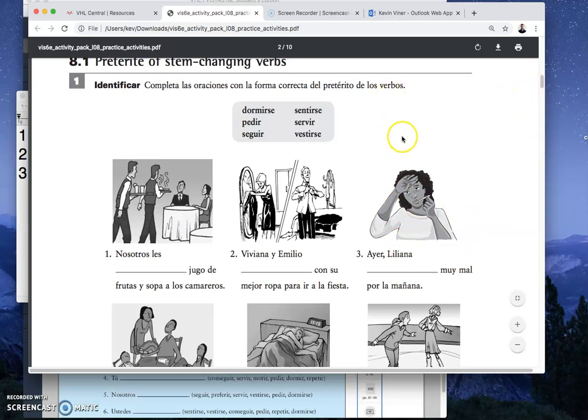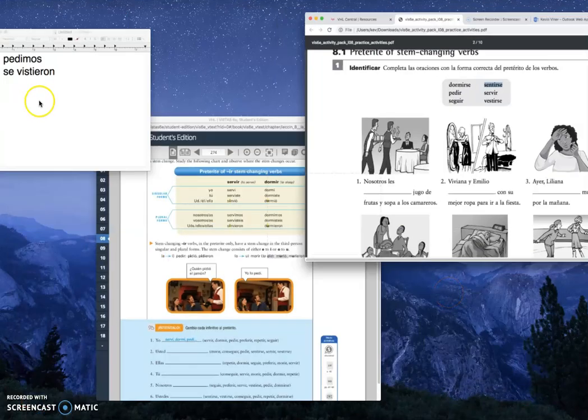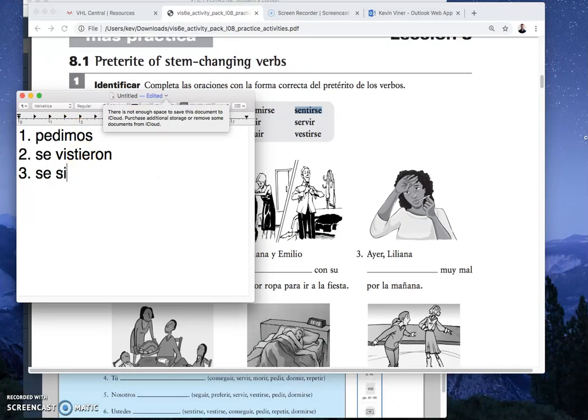Too soon. Liliana, so the verb for to feel is sentirse. Sentirse. And we're talking about her, so it's third person singular. So we do use the stem change. Liliana se sintió muy mal por la mañana. So we do have the stem change there. Sintió, right? You notice the stem change is here. Just like in vistieron, the stem change is here. All right, número 4.